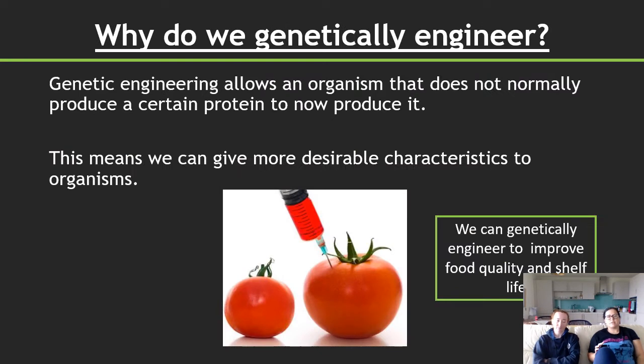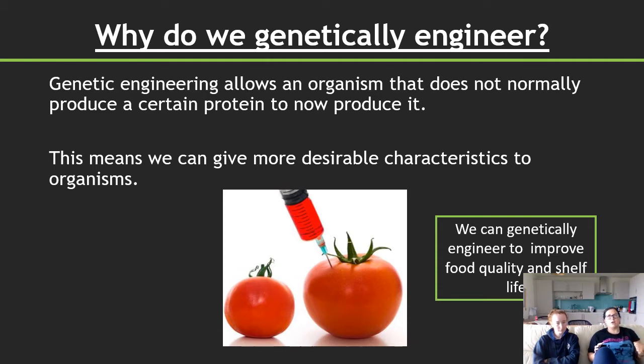So why do we do it? So say we find something that's got a really desirable characteristic and we think, oh, it would be actually really useful if a tomato could do that. Then what we would like to be able to do is take the DNA from the thing that has got the desirable protein and put it into the new organism, such as the tomato. And we can give more desirable characteristics. And this means we can genetically engineer food to improve things like food quality and shelf life and size.